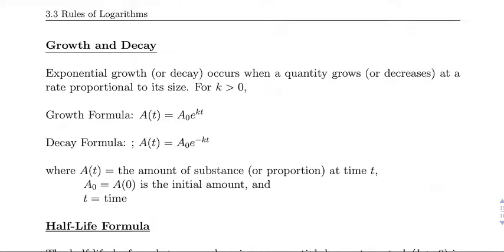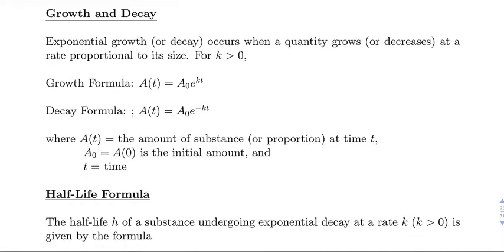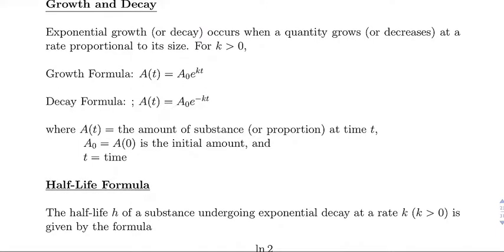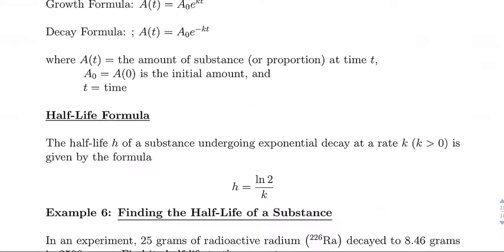So exponential growth or decay occurs when a quantity grows or decreases at a rate proportional to its size. So the exponential growth formula is A of t equals A naught e to the kt, and the decay formula is the same except the exponent is negative kt. Where A of t is the amount of the substance or proportion at the time t, A naught is the initial amount, and t is the time.